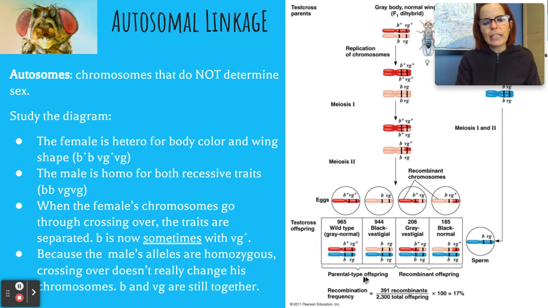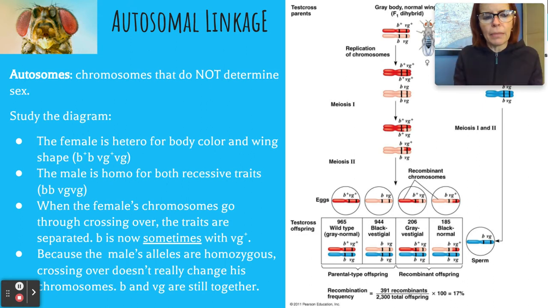So it says the parental type offspring, we get some that are gray and normal because those were the dominant traits that the mom donated. We should have an equal number basically of ones that are black and have the vestigial wings because mom was heterozygous and had that trait just like dad had. And then notice there are some recombinant offspring. 206 have a gray body with the little wings, and 185 have the black body with the full wings. Those are recombinant offspring because during crossing over, the genes recombined.